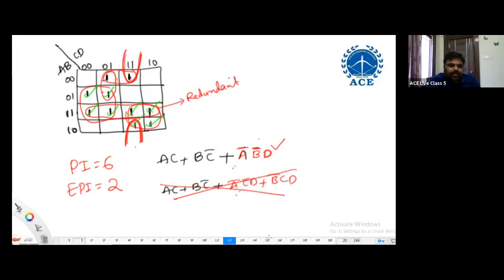A bar, B bar, D also redundant or not? Right? Okay. A bar, B bar, D. A bar, B bar, D. How can it be redundant? Is it covering minterms covered by essentials? No. Why are you getting doubt? Who is that? Revant Kumar. So, A bar, B bar, D is this, right? Is this covering minterms covered by essentials only? No. How can I say it is redundant? First of all, it is there in the final expression. In the minimal expression, it is there.